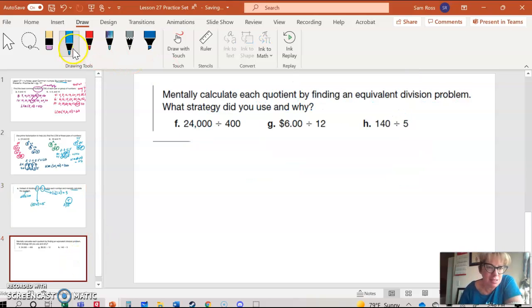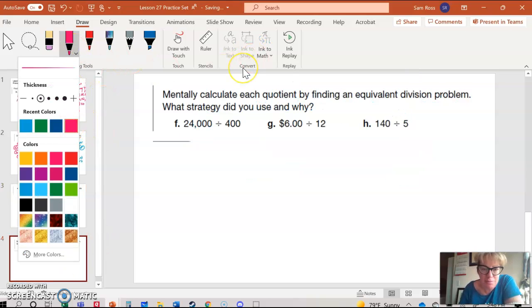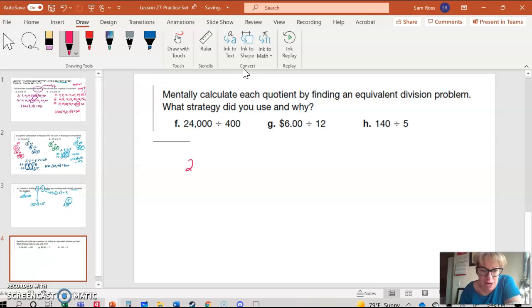Okay, let's pick a different color. Mentally calculate each quotient by finding the equivalent division problem. What strategy did you use and why? So this is 24,000 divided by 400. Or I can write it like this. And I can cross out my zeros. So now I have 4 into 240, which is 60. I'm not really sure why that's a strategy.